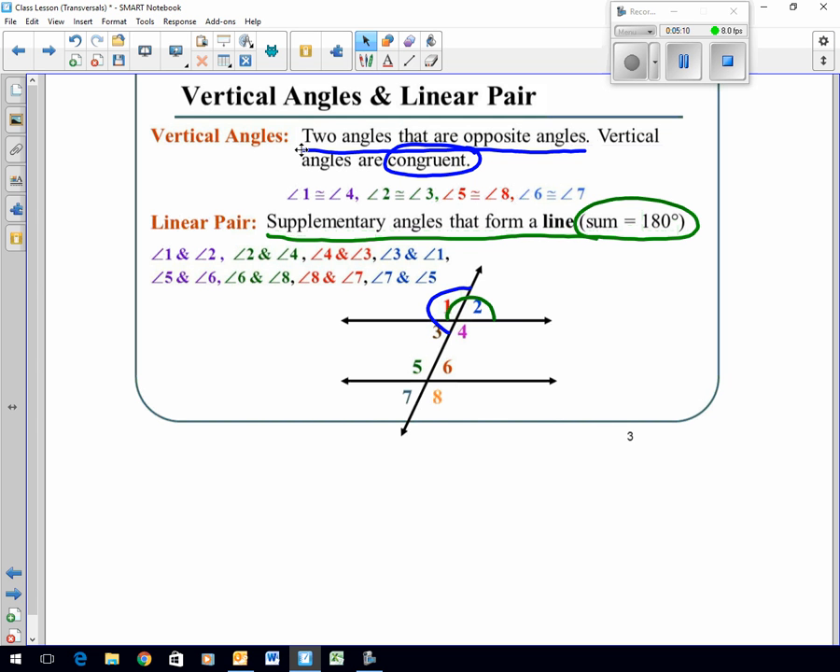I got confused. Angles 1 and 2, that's a linear pair, right? How many does it take to be in a pair? How about 3? No, it's 2.